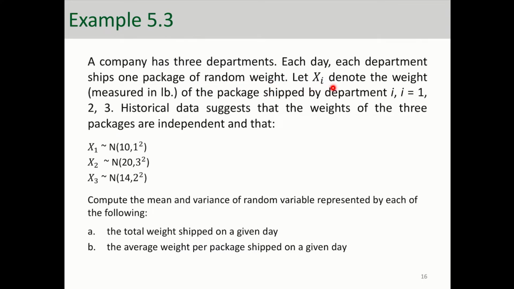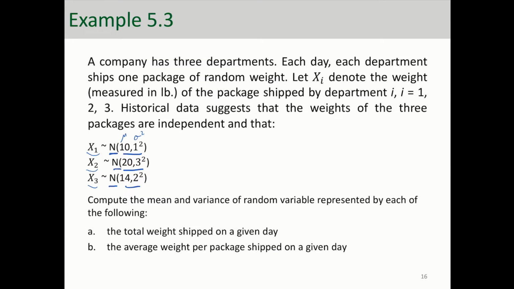Let X sub i denote the weight of the package shipped by department i, and i is 1, 2, and 3. They've got 3 departments. X1, X2, X3 shows the weight of their package. Historical data suggests that the weights of the 3 packages are independent. So it looks like the distribution of the weight coming out of these 3 departments is normally distributed with these 2 parameters. And you remember for normal distribution, the first parameter is mu and the second one is sigma squared.